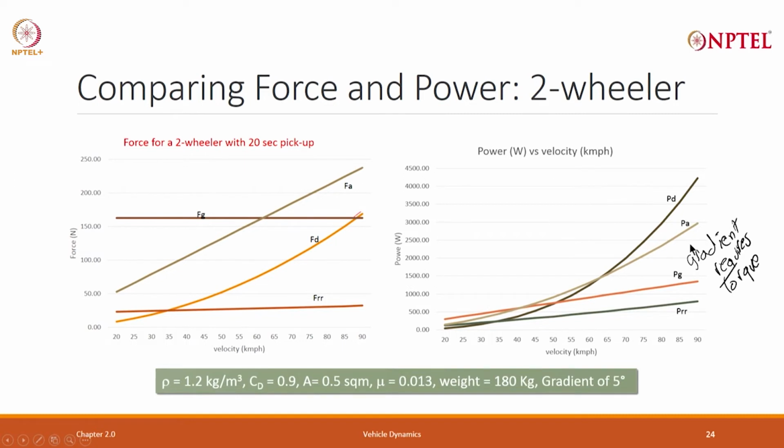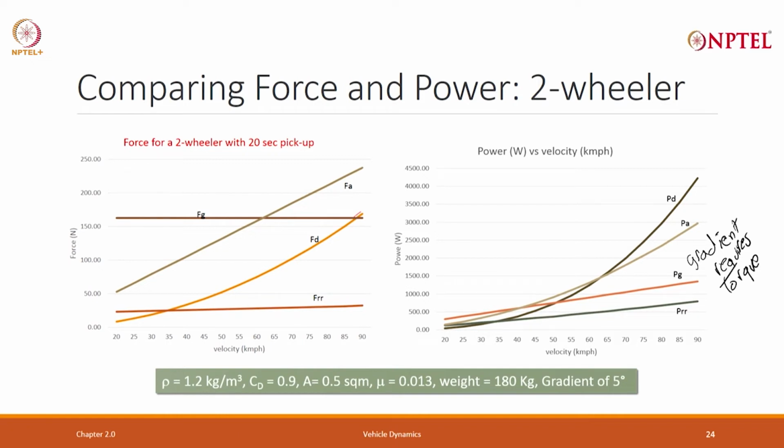Of course, acceleration power now gets multiplied by velocity and it shoots up like anything. Look at the numbers. Rolling resistance and gradient are all within 1000 watts for a two-wheeler, but for acceleration it can go up to 3000 watts, much higher.